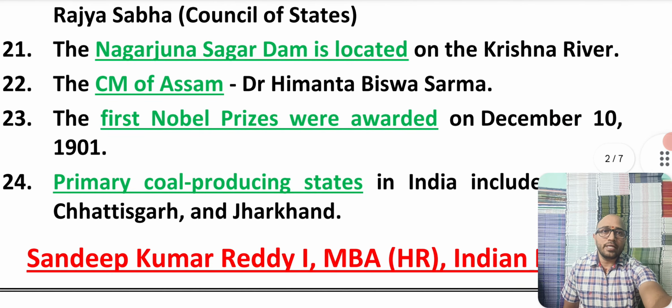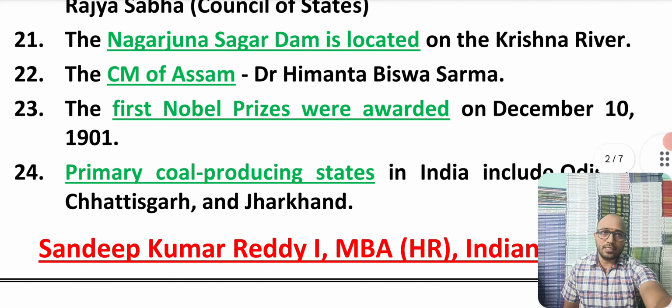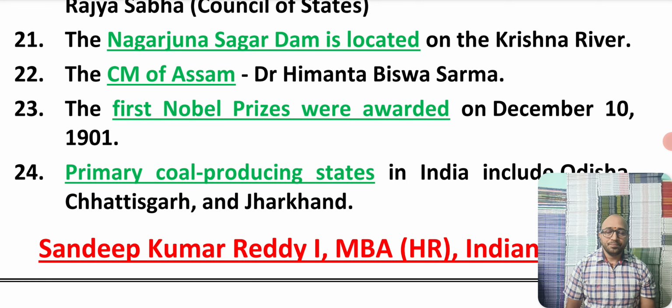The Nagarjuna Sagar Dam is located on the river Krishna. It is in Andhra Pradesh. The CM of Assam has been asked: Himanta Biswa Sarma. These are all current affairs. All these dams and everything is there in the book.